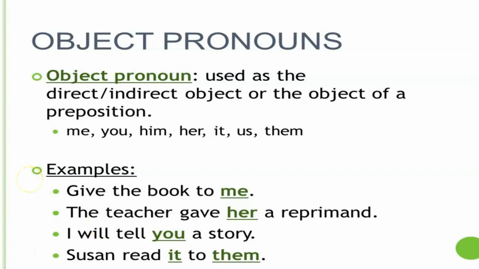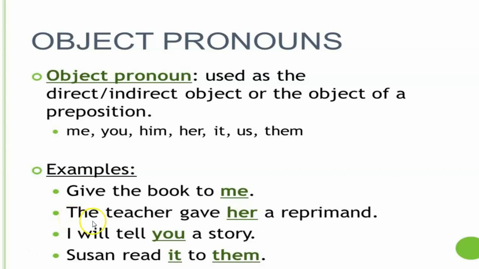Now let's look at the object pronouns. They can be the direct or the indirect object of a sentence, or they can work as the object of a preposition. Let's look at the examples. Give the book to me. In this sentence, we see that me is after a preposition. So here it is working as the object of this preposition that we see here.